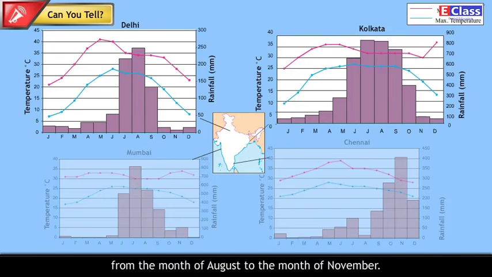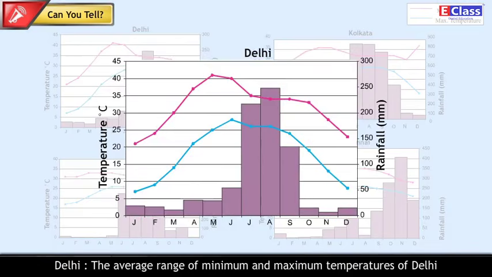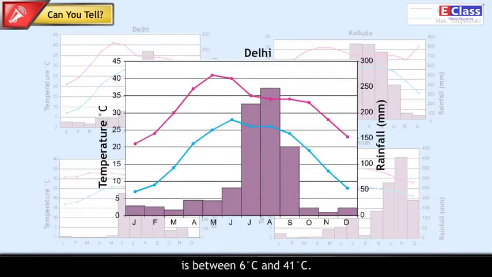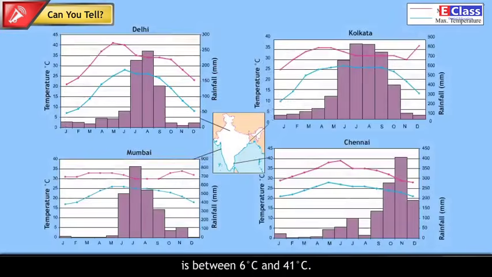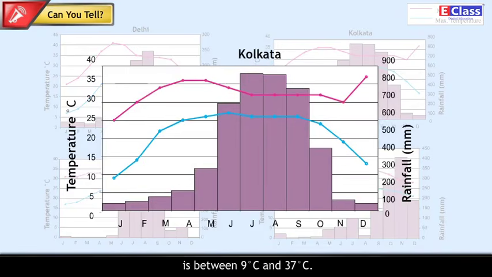Calculate the average range of minimum and maximum temperatures of all the 4 cities. Answer. Delhi. The average range of minimum and maximum temperatures of Delhi is between 6 degrees Celsius and 41 degrees Celsius. Kolkata. The average range of minimum and maximum temperatures of Kolkata is between 9 degrees Celsius and 37 degrees Celsius.